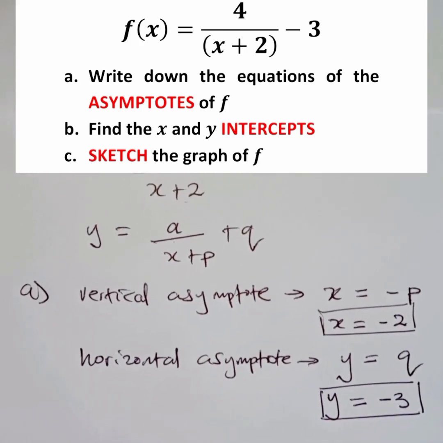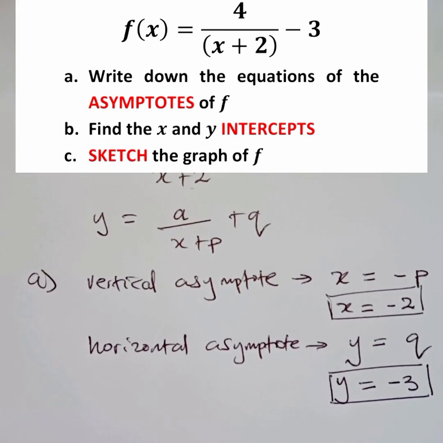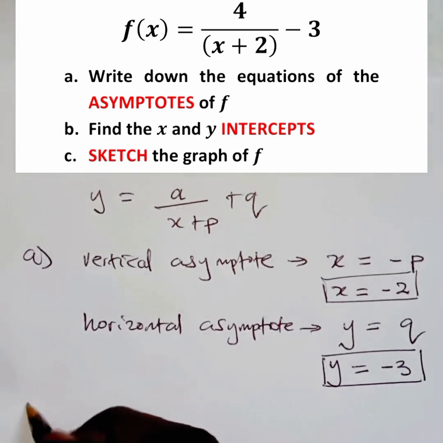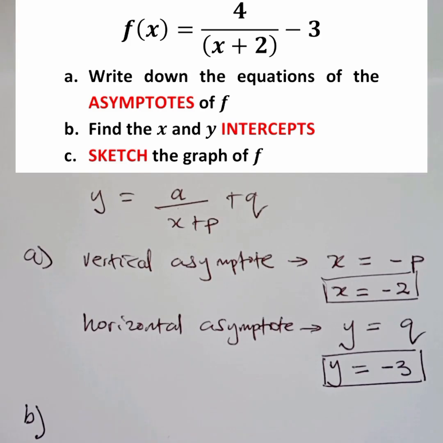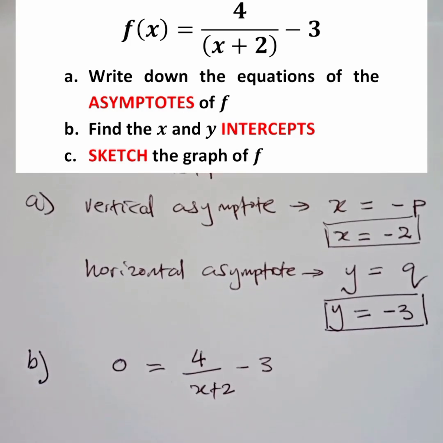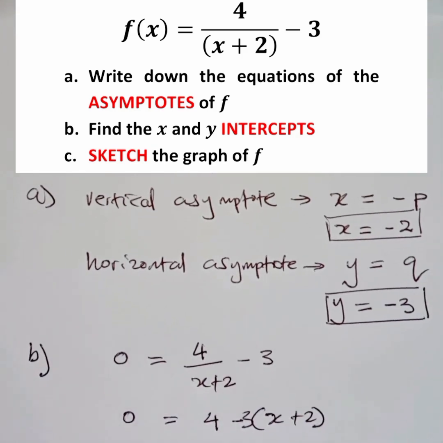Now let's move on to the second question. We are required to find the x and the y-intercepts of that hyperbolic function. That is (b). Now to find the x-intercept, you're going to put y = 0. So from the equation above, we've got f(x) is 0 in that case. That is 0 = 4/(x + 2) - 3. Now I'm going to multiply throughout the equation by (x + 2). I get 0 on that. That is equal to 4 - 3(x + 2).